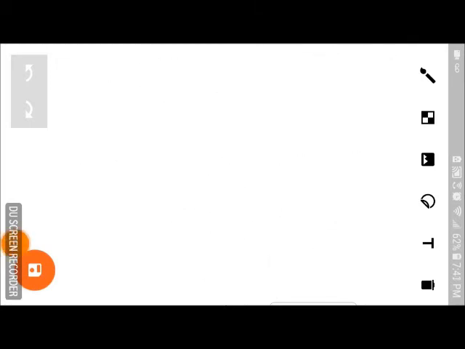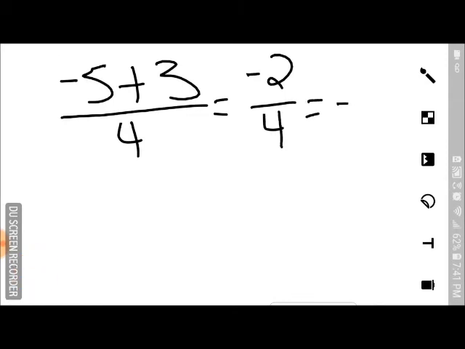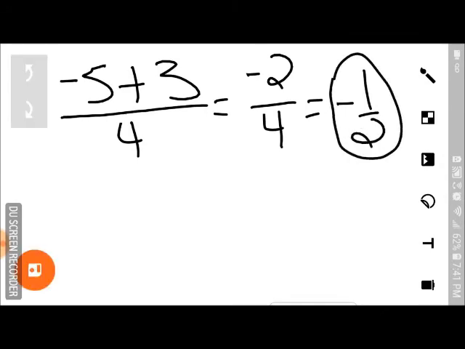So let's do that. So we had negative 5 plus 3 over 4. Negative 5 plus 3 is going to give us a negative 2 over 4. That's going to reduce down to negative 1/2. So that's one solution to our problem.